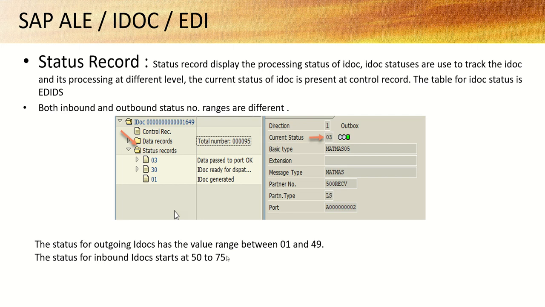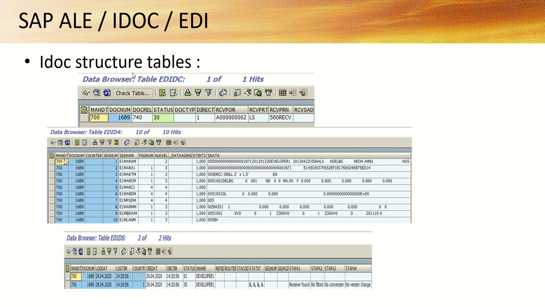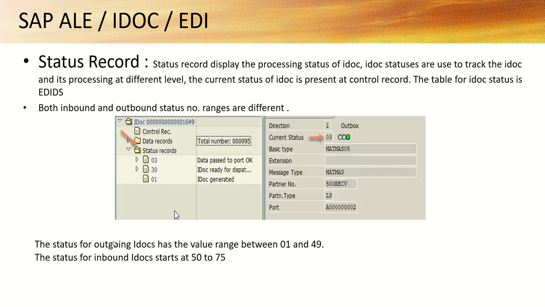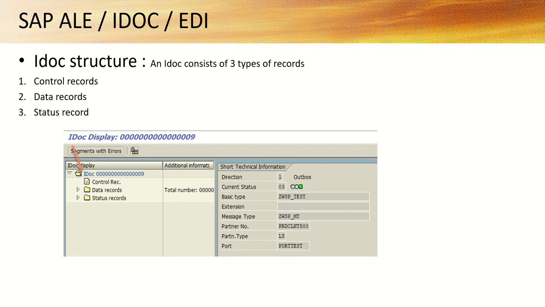For the outgoing IDoc, the status ranges from 01 to 49, and for the inbound IDocs, the status ranges from 50 to 75. Here we can see in the status record, for one IDoc, the first is 01, then 30, then 03. Like that, there can be multiple statuses, and the latest one you can see in the control record. The IDoc structure tables, as I explained: you can see the IDoc details in the EDIDC table, second is EDID4, and third is EDIDS. So this is about the IDoc structure and IDoc classification.